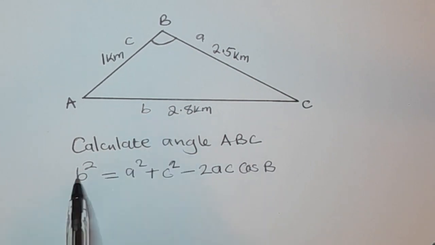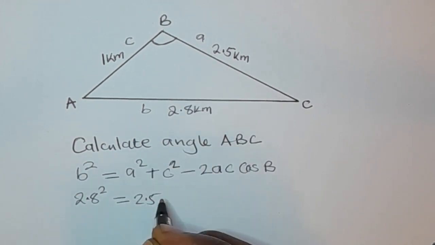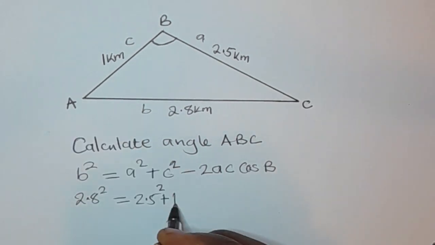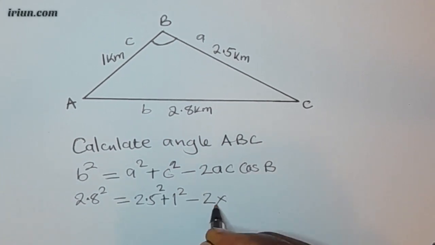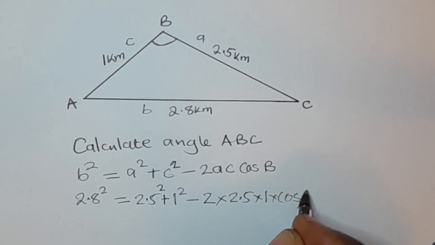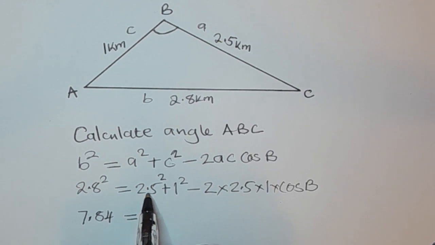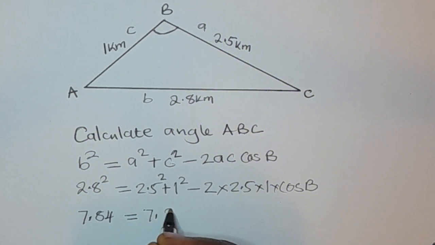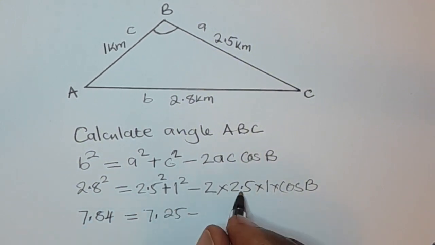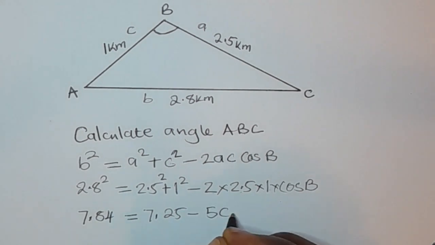Okay? Next, we just have to replace. What is b? b is 2.8. So we are going to have 2.8 squared this side is equal to a is 2.5 squared plus c is 1 squared minus 2 times a is 2.5 times c is 1, then times cos B. When you square this on a calculator, you are going to have 7.84 is equal to, when you square 2.5 then plus 1, 7.25, then minus 2 times 2.5 is 5 times 1 is 5 times cos B. So you have 5 cos B.